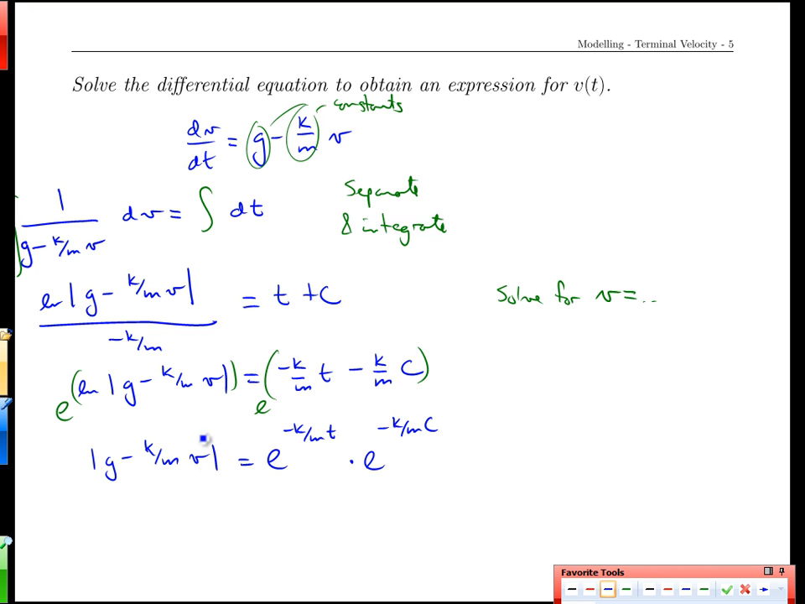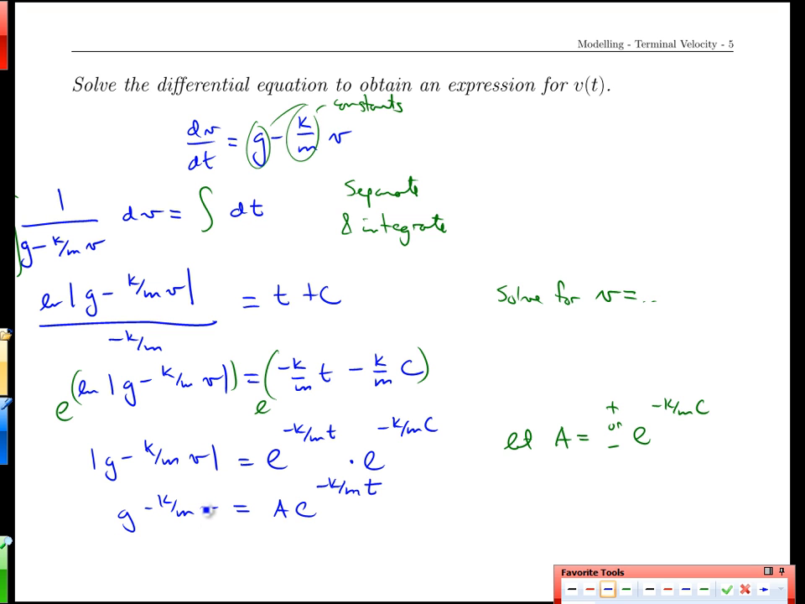And we're still honing in on v. We can now do our usual trick of defining a new variable that blocks all this together: e to the minus k over m c, and again, plus or minus. I'd like to get rid of these absolute values at the same time. And that gives us a e to the minus k over m t. There we go.